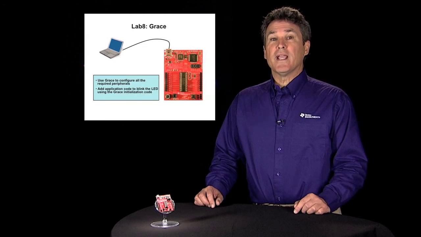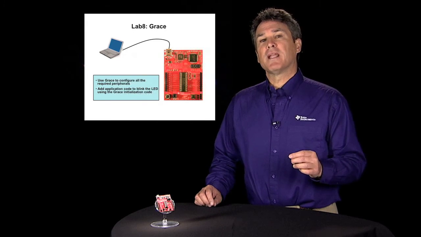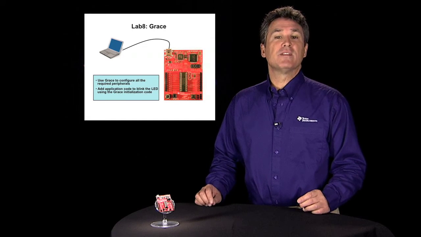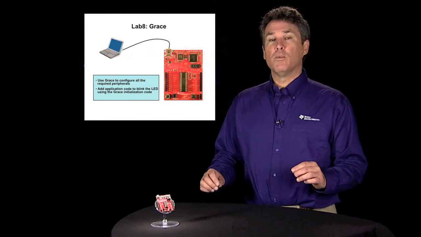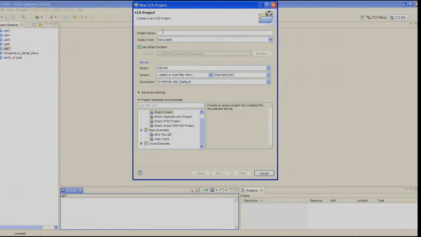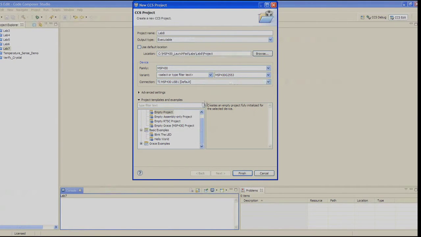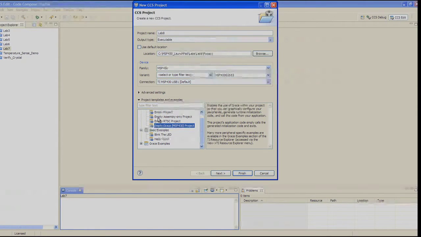In Lab 8, you'll create a simple project to blink the LED using Grace. You will be able to program this application much more quickly than you would have previously been able to do without even opening a databook. Let's get started creating a Grace project. Grace is part of the CodeComposer Studio 5.1 installation. Create a new project by clicking File, New, CCS Project. Go ahead and make the selections shown in the workbook. Again, if you're using the 2231, make the appropriate choices for that part. Make sure this time that you select Empty Grace MSP430 project before you click Finish.